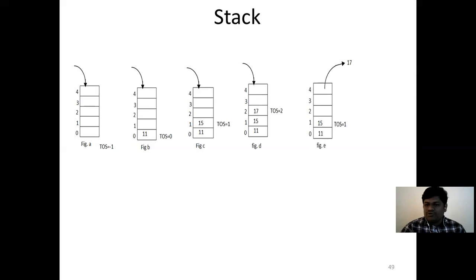Now suppose you want to remove an element. How are you removing the element, or how are you applying the pop operation? By using which variable? Top of the stack, right? Means you are reducing the index, right?